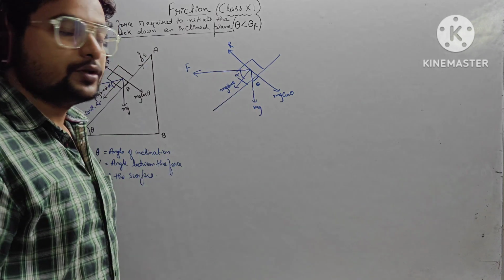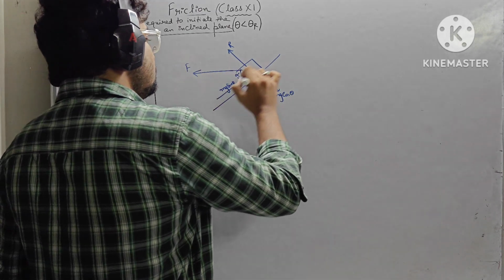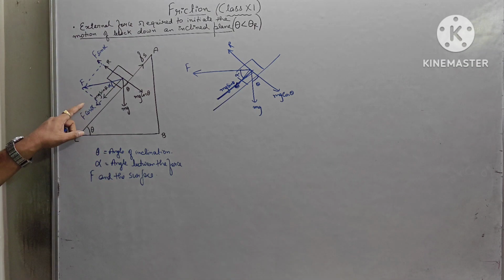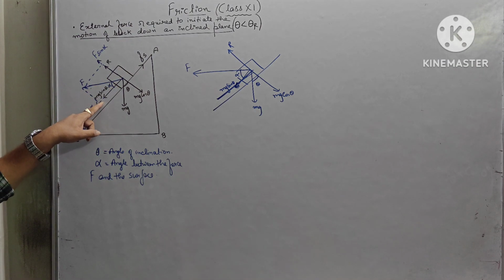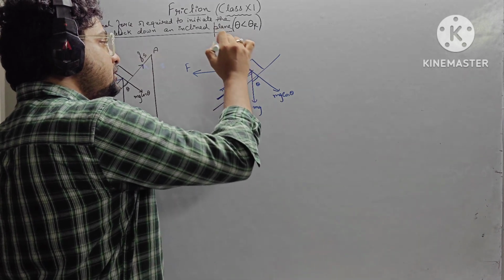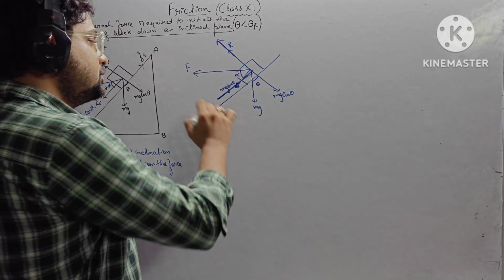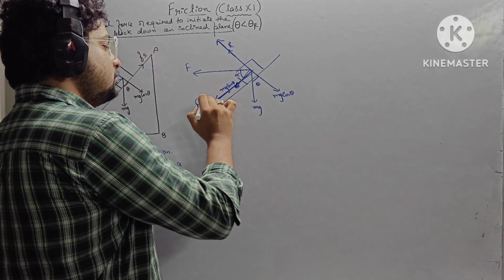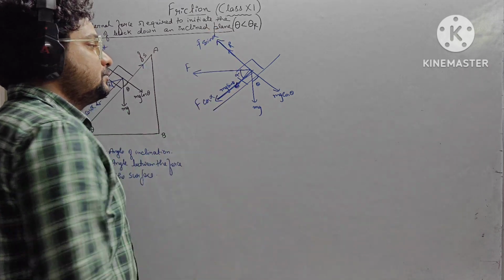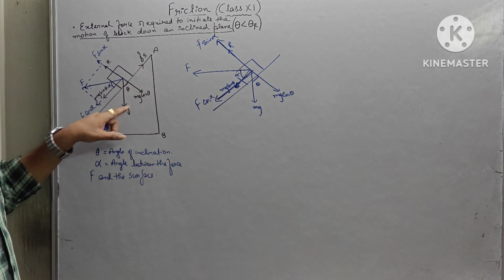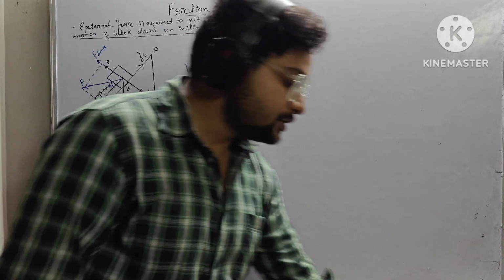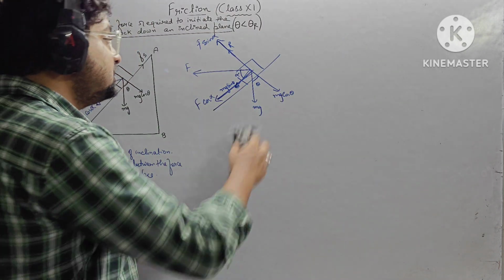Now this force I am dividing into two components. One component will be acting in the direction in which mg sin theta is acting, and one component will be acting in the direction in which R is acting. So this component is going to be F cos alpha, and this component is going to be F sin alpha. Fine. So mg also I have divided into two components, F also I have divided into two components. So suppose F is the force required to initiate the motion.